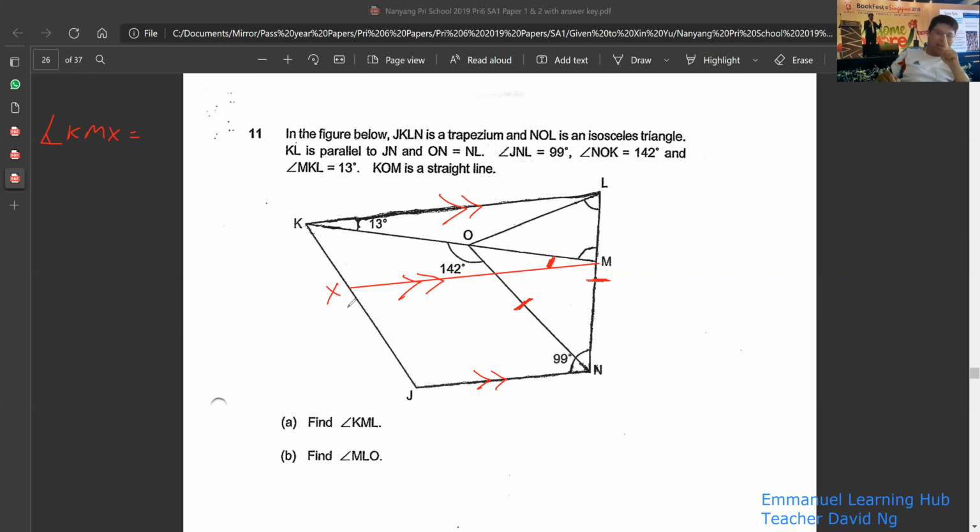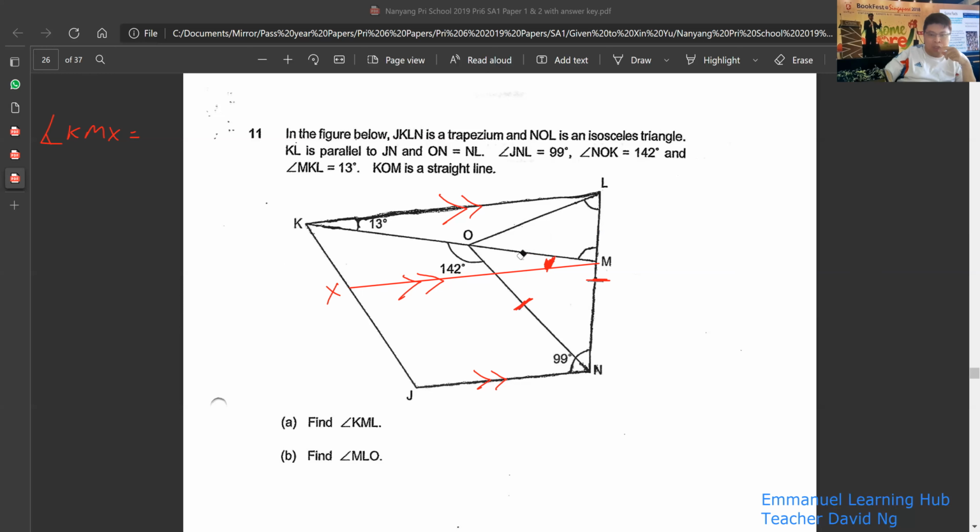One look, one second, you can tell me. You just need one glance. 99 degrees? No. This angle. 99 degrees is this angle. Can you see? Yes, correct. This whole thing is 99, because they are corresponding, okay?